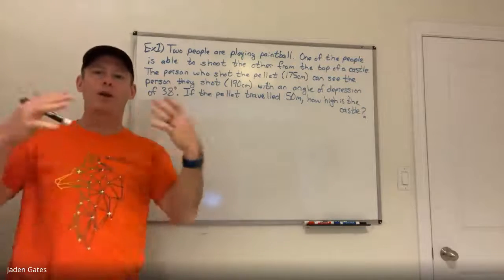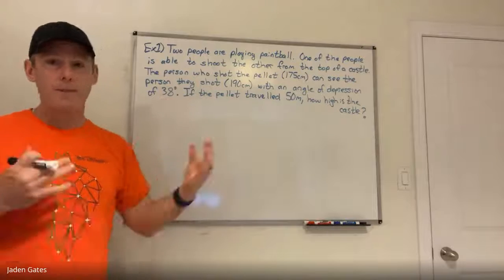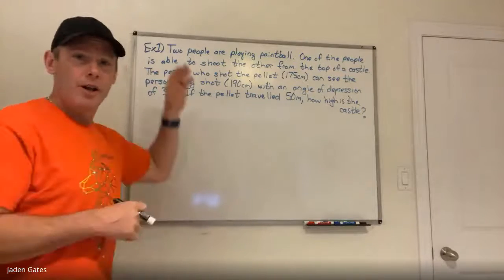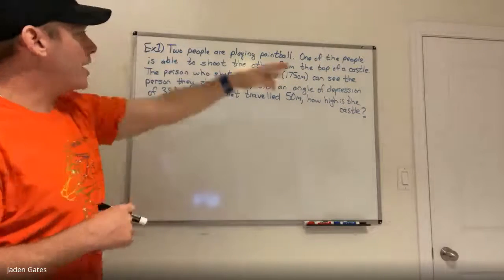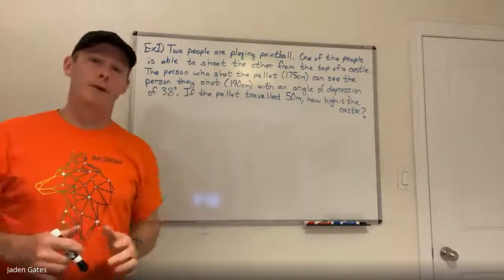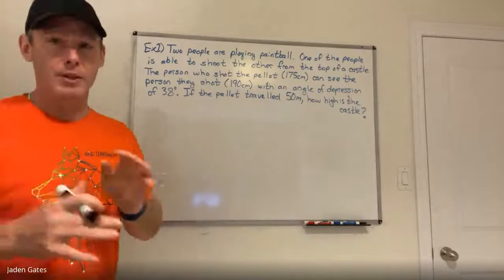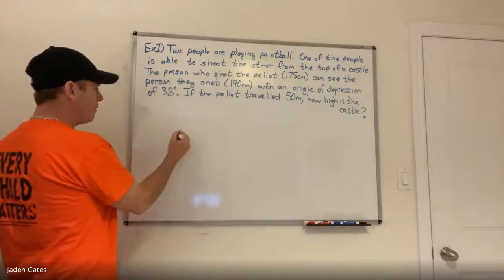All right, so I've read the question, and I kind of grasped what is going on here. We've got a paintball situation, a person up at the top of a castle shooting someone down below. Now I'm going to try to draw that picture. Remember, I'm a math teacher, not very good with the art, but I am going to draw a little simplified diagram.